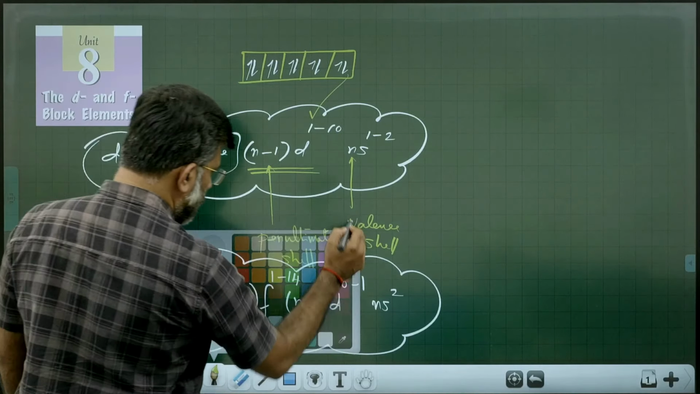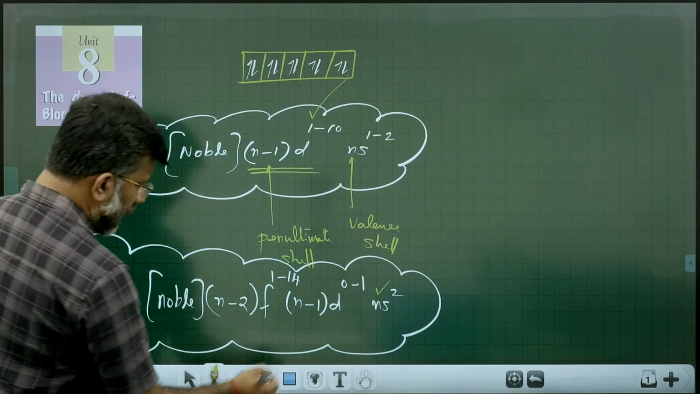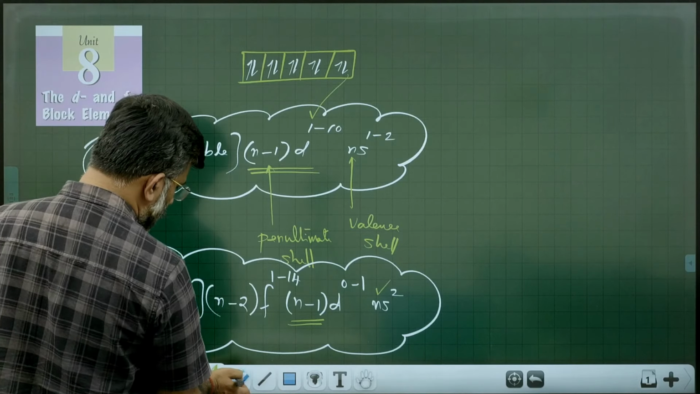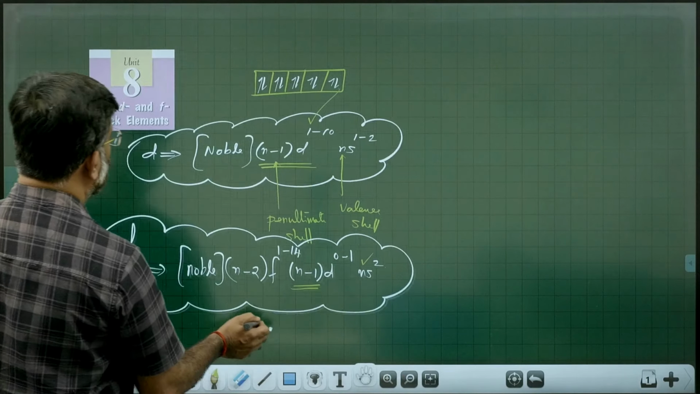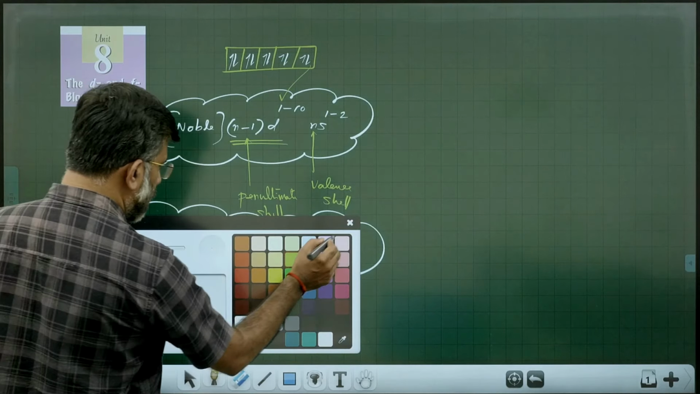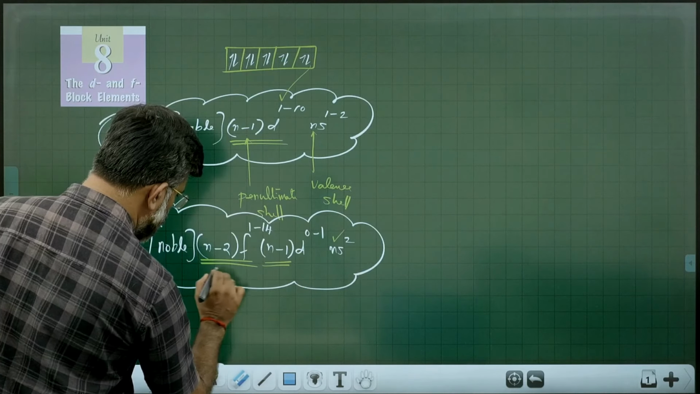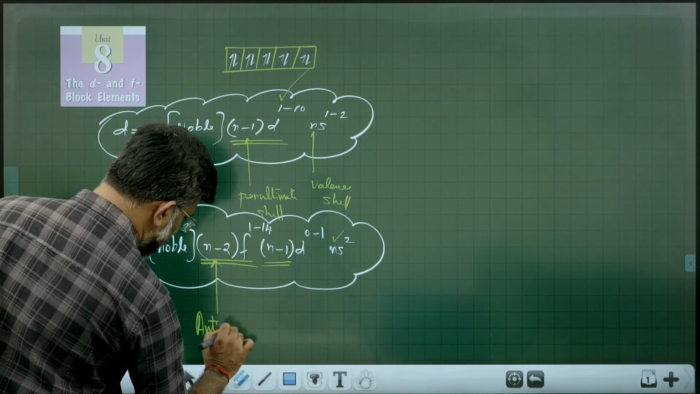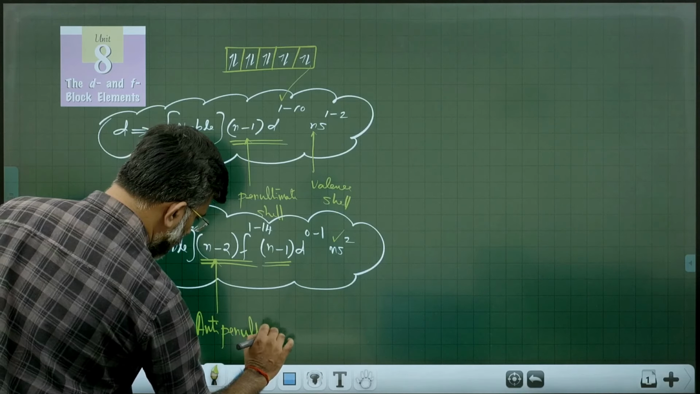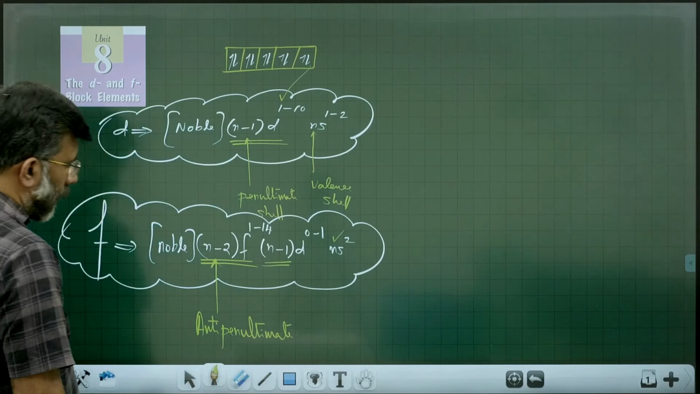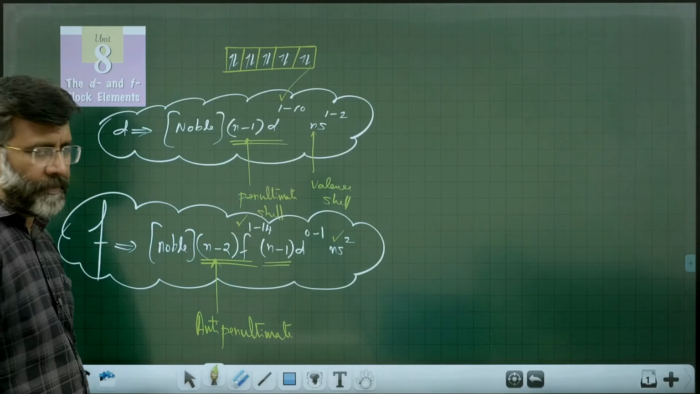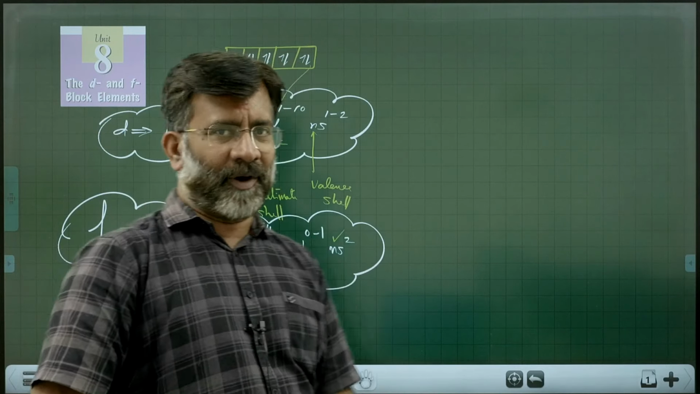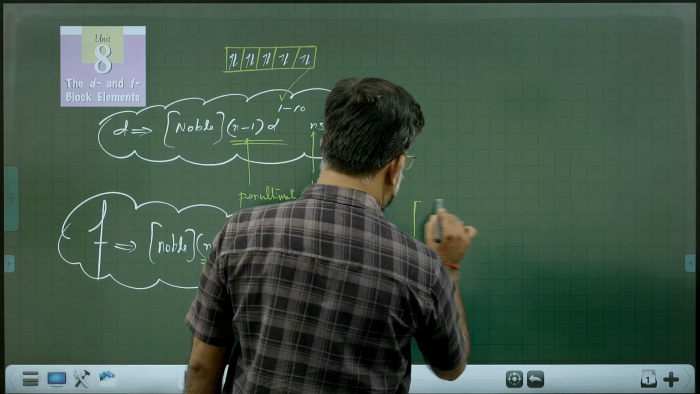How do you understand this? This is the valence shell N and this is N-1, the penultimate shell. Electron filling occurs in the pre-penultimate shell, also called the anti-penultimate, F orbital 1 to 14. As all of you know, in F there are 7 orbitals.